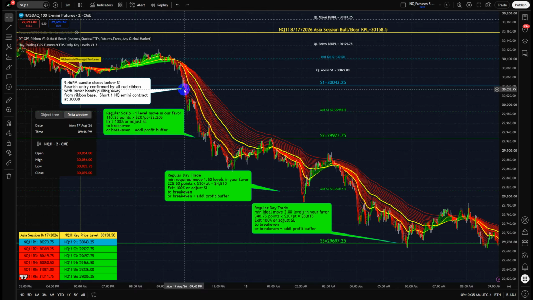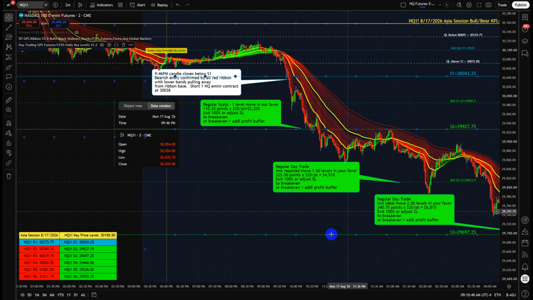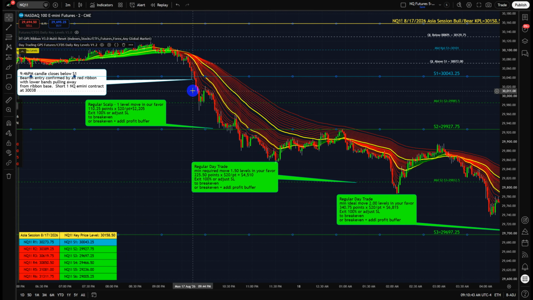And then on this 9:46 p.m. candle here, which we can go ahead and zoom in on, we finally get a close below S1, which is the main key level, and that is our initial entry signal. However, we're not entering unless we have confirmation from the ribbon indicator. So confirmation from the ribbon indicator on a bearish entry is an all red ribbon, which we have, and we have the lower bands of the all red ribbon pulling away. So that is our confirmation for this bearish entry.